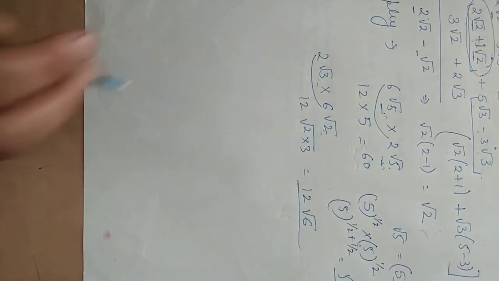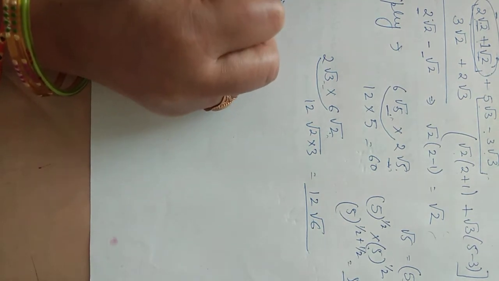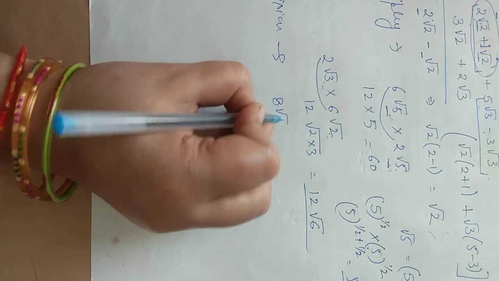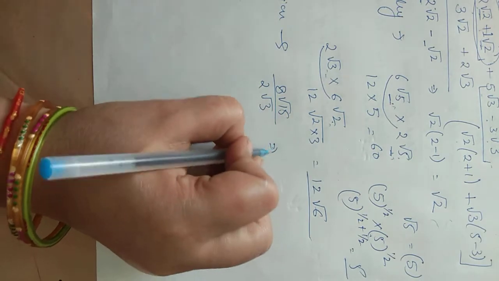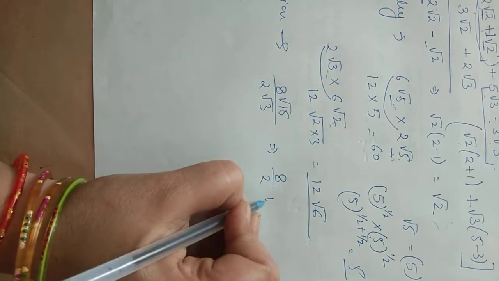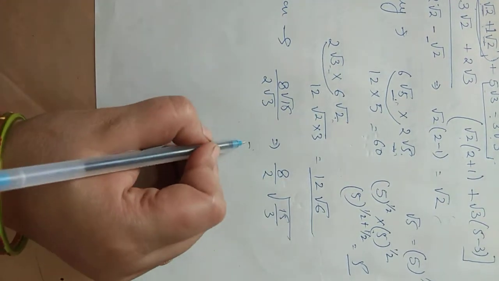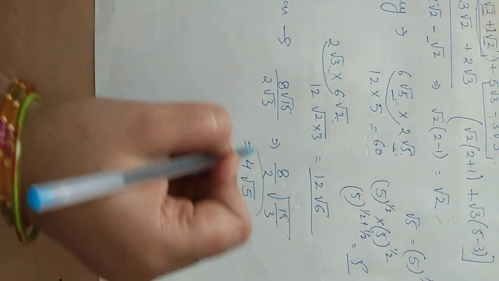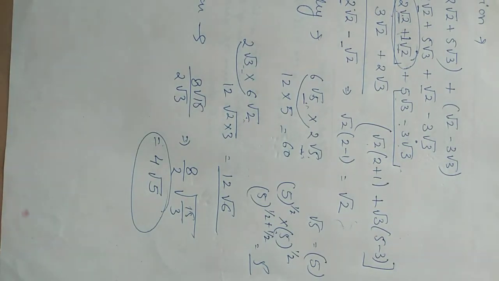The same we will do in division. For example, in division, we have 8 root 15 upon 2 root 3. How will you solve it? 8 upon 2, and 15 upon 3 in the root. When you solve it, it will be 4, and when you solve the other, it will be 5. So this is your answer. All these things you have to keep in mind when doing operations on real numbers.